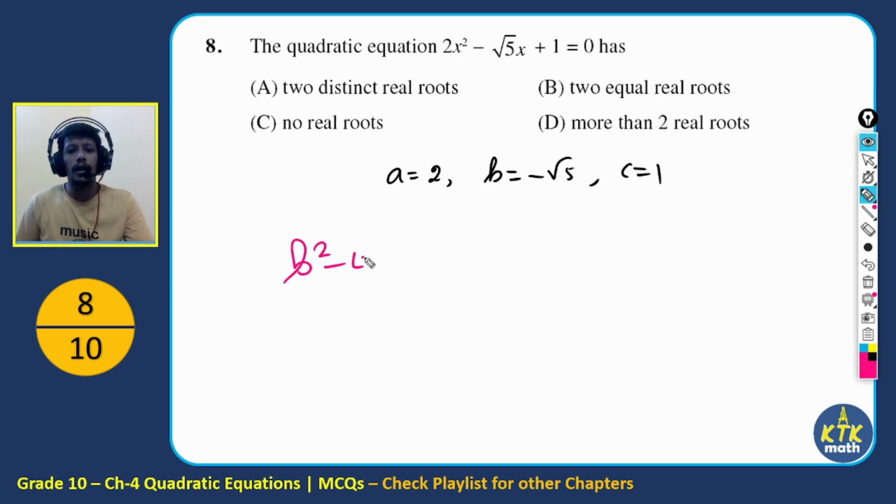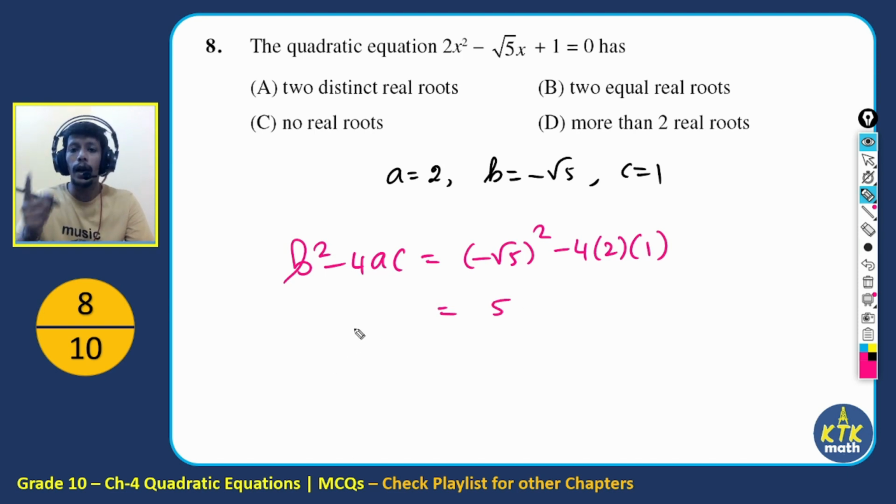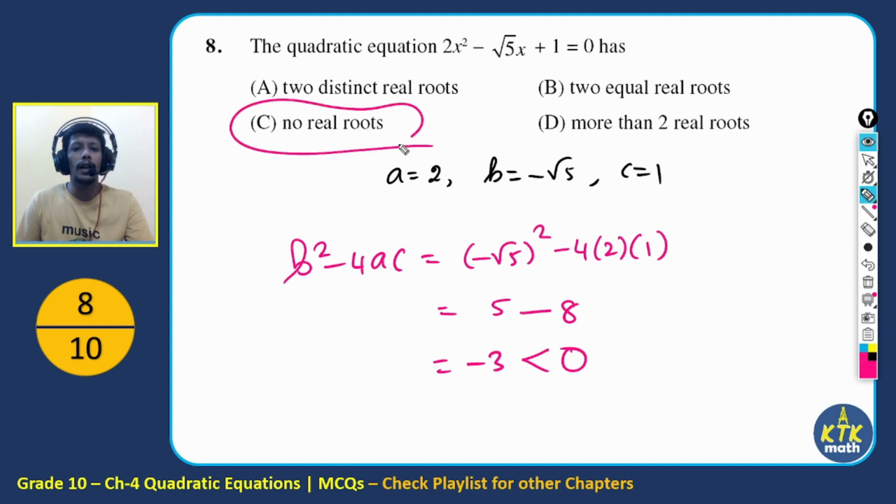B square minus 4ac. So what is b square? Root 5 square minus 4 times 2 times 1. So this is just 5 only, no? Root 5 square. When I am squaring the negative term, it will become positive, and root 5 into root 5 is only 5. Minus 4 2s are 8. So I am getting negative 3, which is less than 0, so it has no real roots.